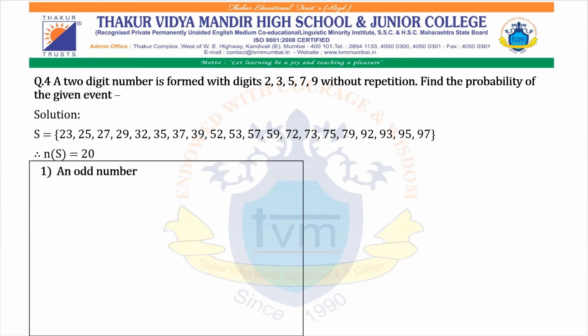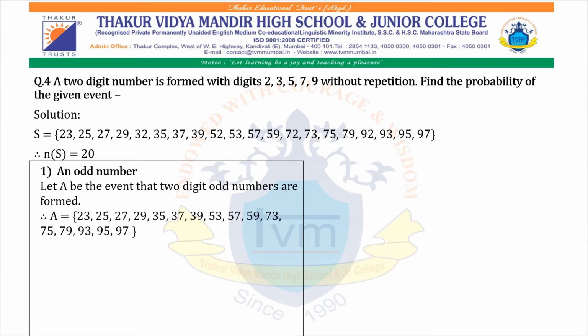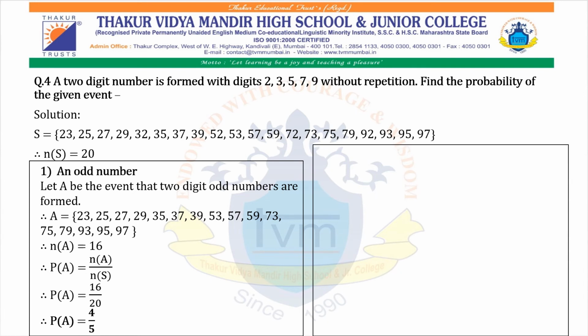Let's see the event. An odd number. So, let A be the event that two-digit odd numbers are formed. Therefore, A is equal to 23, 25, 27, 29, 35, 37, 39, 53, 57, 59, 73, 75, 79 and 93, 95, 97. Therefore, n of A is equal to 16. So, P of A is equal to n of A upon n of S, that is 16 upon 20. So, P of A is equal to 4 upon 5.